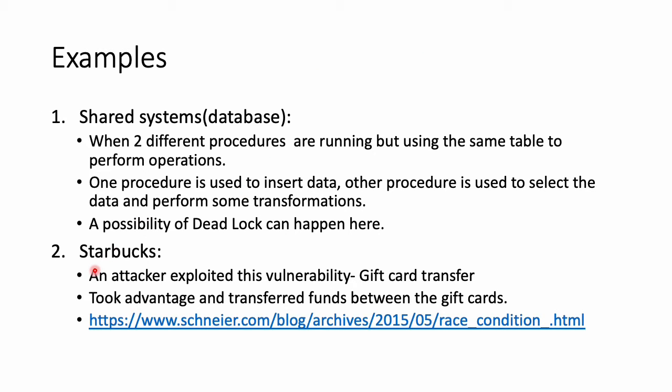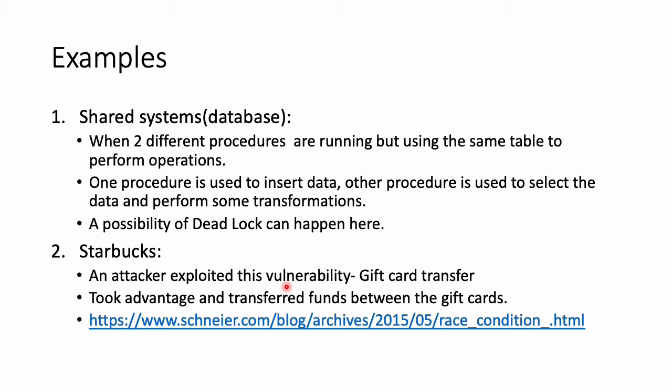Another real-time example was an attack that happened on Starbucks. The attacker exploited a race condition vulnerability and took advantage of the way funds were transferred between gift cards. The logic for the gift card transfer in Starbucks was: first, it checks the balance on the card from which the money will be transferred. If there are sufficient funds, then it increments the funds in the other card, and later decrements the amount from the initial card. So these were the steps that Starbucks was following for the transfer of funds between the gift cards.